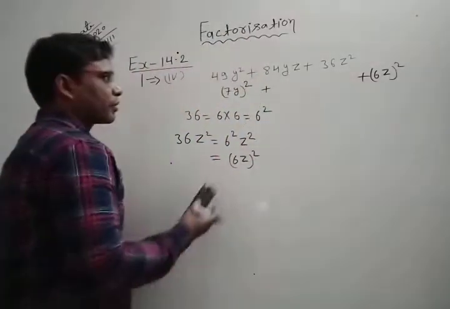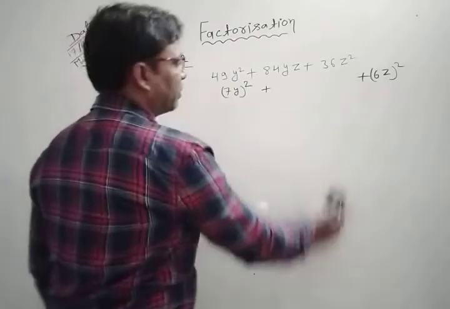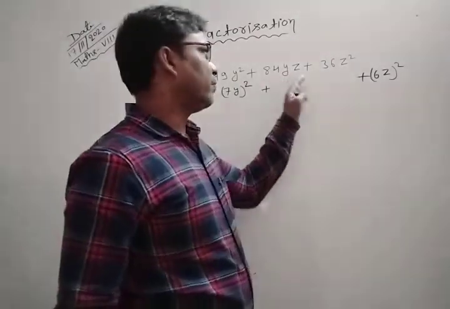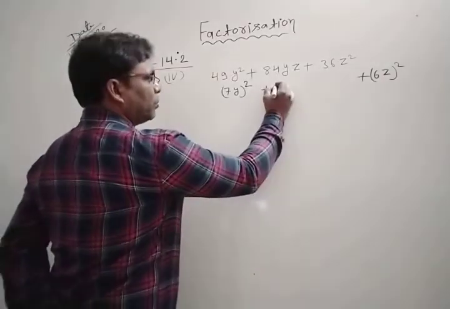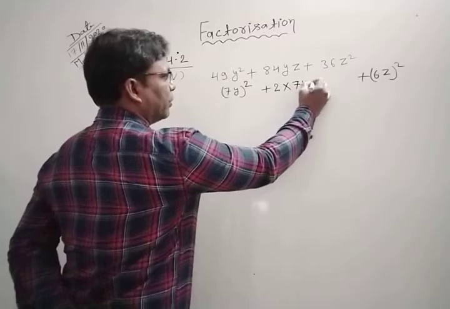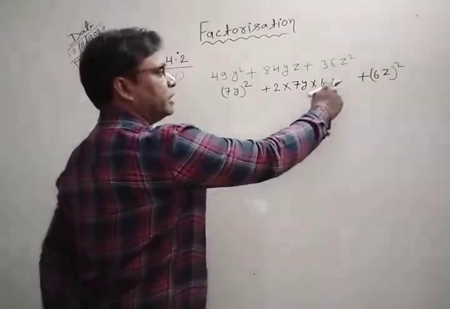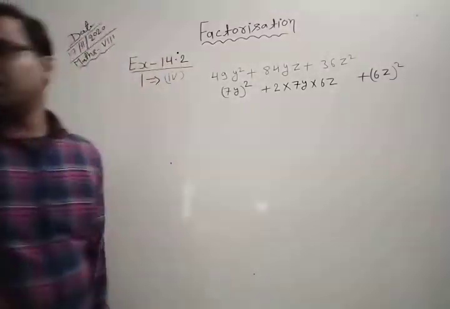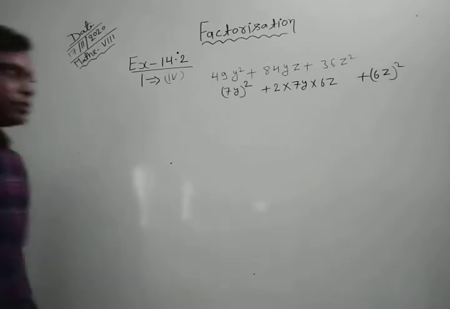Now the middle term, the second term, is 84yz. You can write it as 2 into 7y into 6z. Clear? So I hope all of you understood this part of the question.